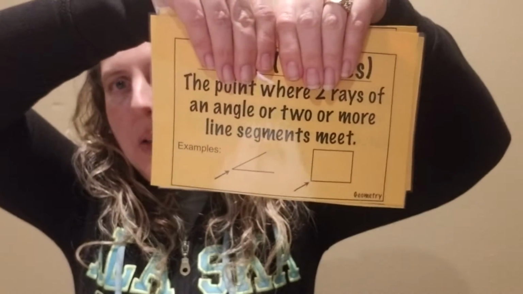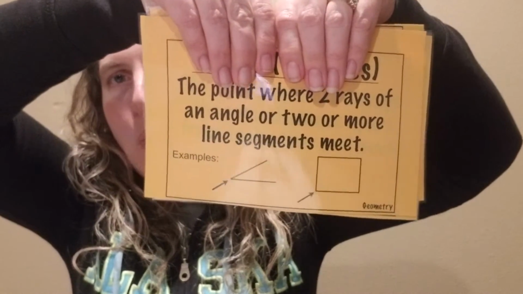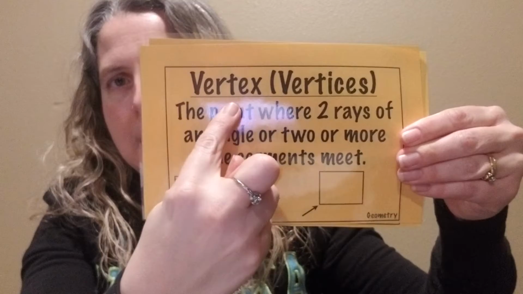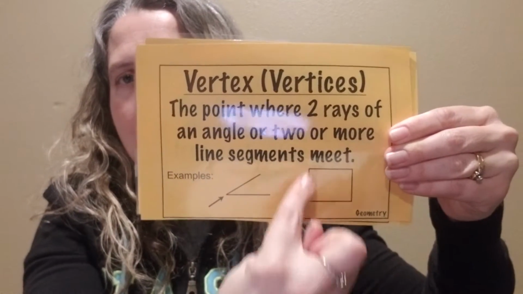Okay? This is the point where 2 rays of an angle or 2 or more line segments meet. We're going to use this mostly with shapes. It's like the corner there. It's a vertex. If there's more than one, like on this full shape, these are the vertices.